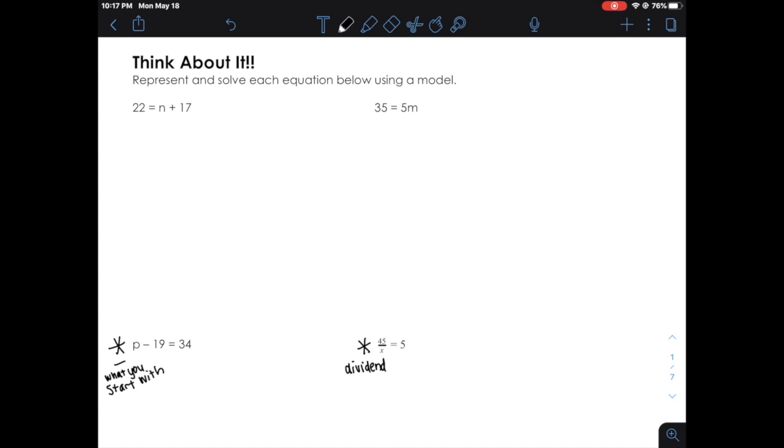Okay, so keep that in mind and go ahead and pause the video, see if you can solve it on your own.